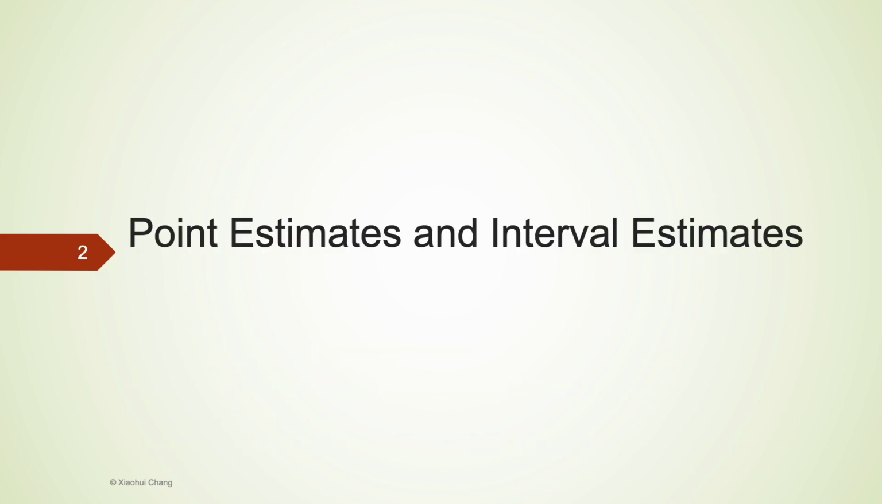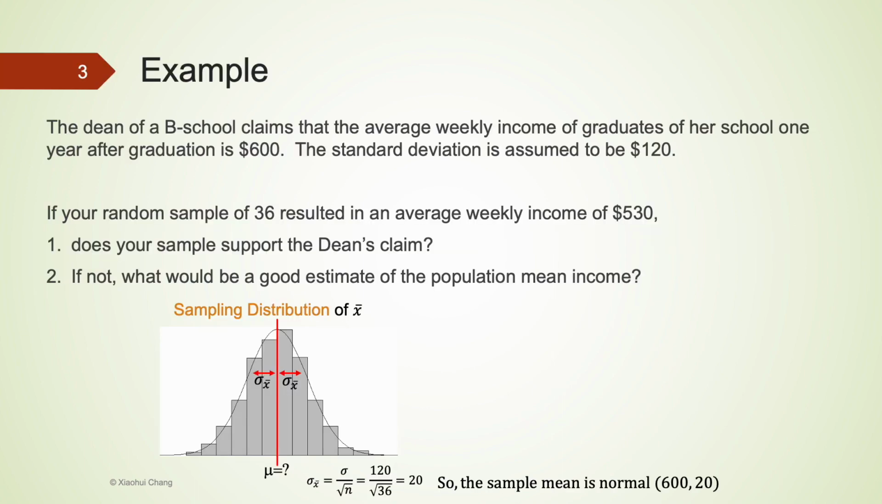Let's look at the point estimates and interval estimates first. Example: the business school dean claims that the average weekly income of the graduates of her school 1 year after graduation is $600. The standard deviation is assumed to be $120. We draw a random sample of 36 students whose average weekly income is only $530.